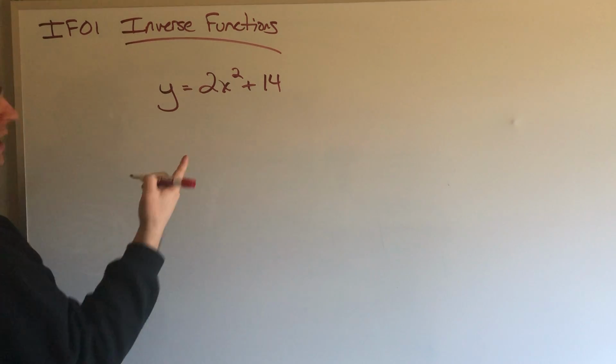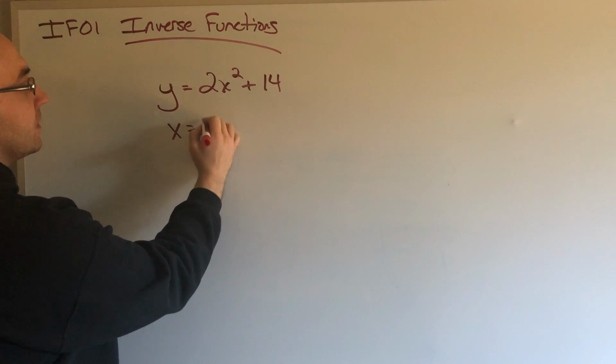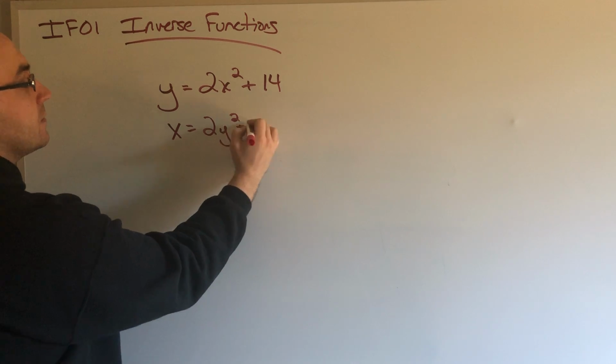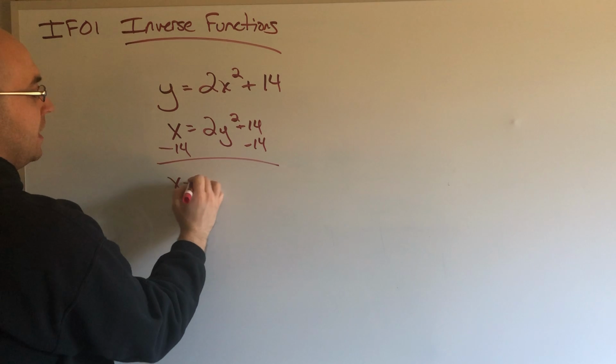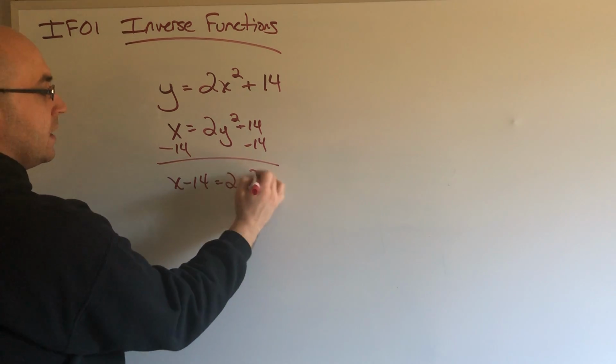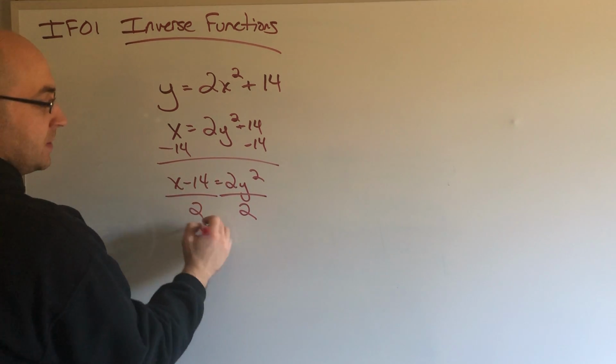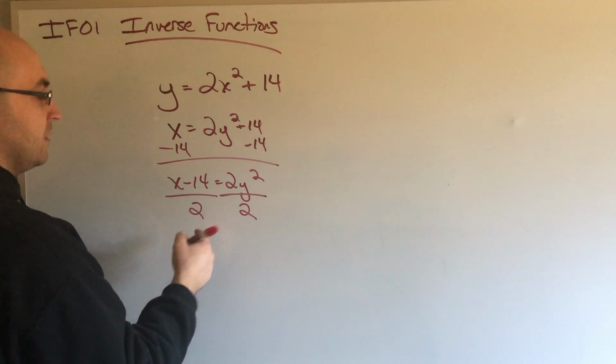Again, if I want to find the inverse of this function, I'm just going to switch the variables first. So x equals 2y squared plus 14. Subtract 14 on both sides. x minus 14 equals 2y squared. Divide by 2 on both sides first, because if I'm using SADMEP, I have to divide first.